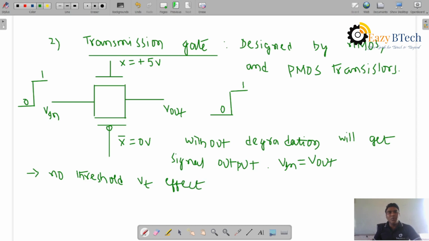So it is designed by both NMOS and PMOS. We are applying logic 1, we are getting logic 1. Both transistors are on, and the signal is passing through. So there is no threshold voltage effect in this transmission gate. This is a property of the transmission gate.